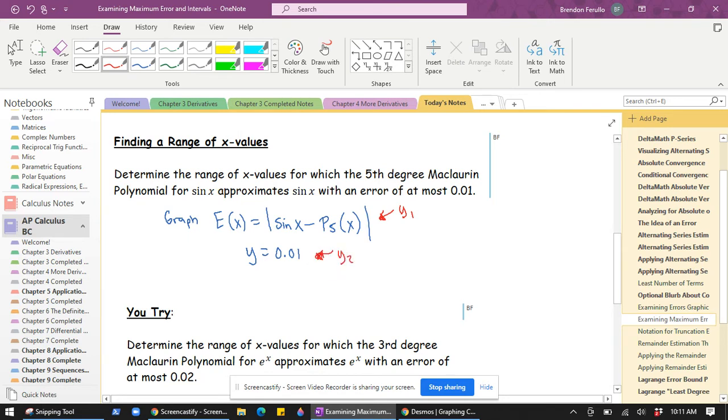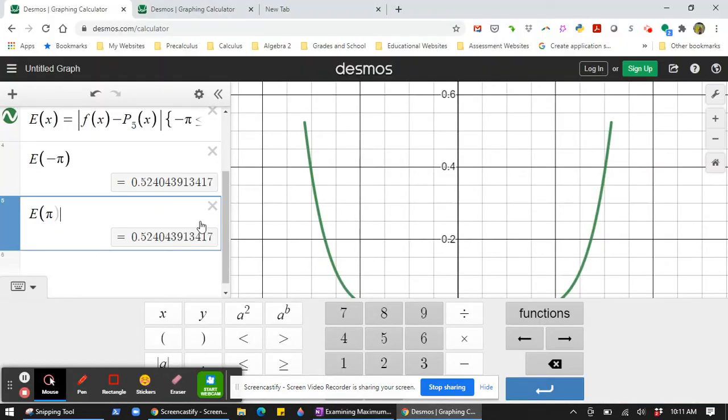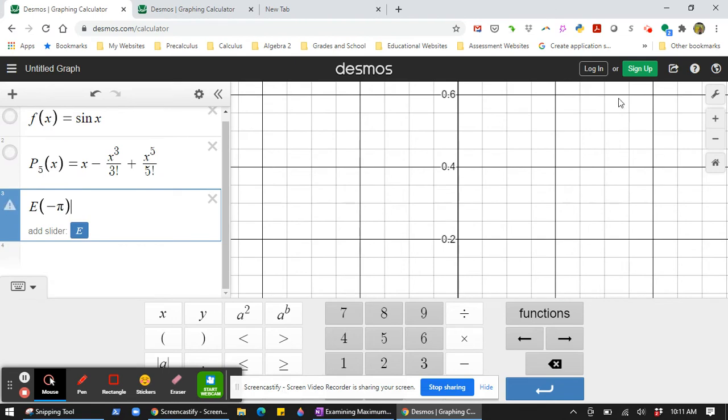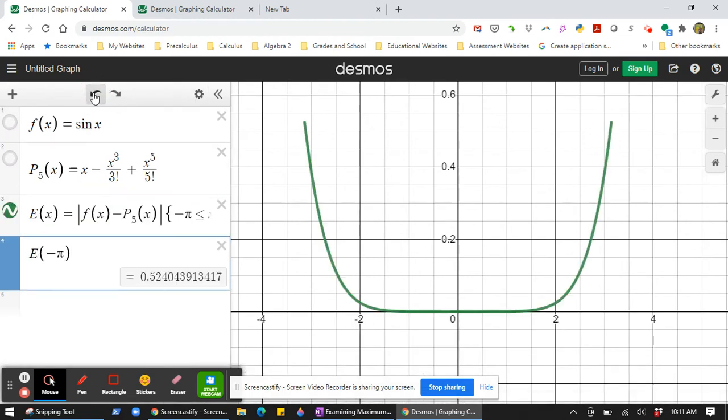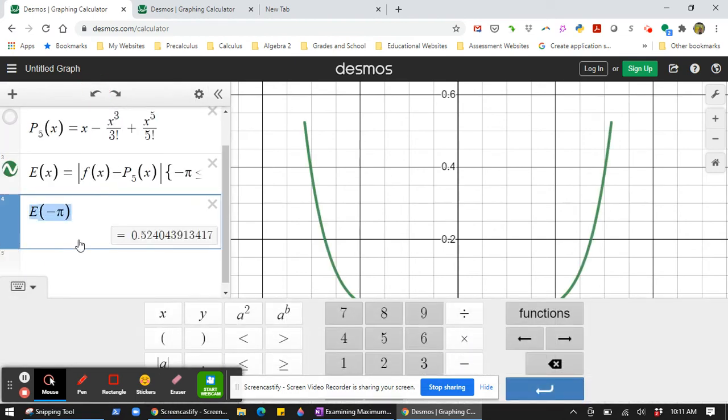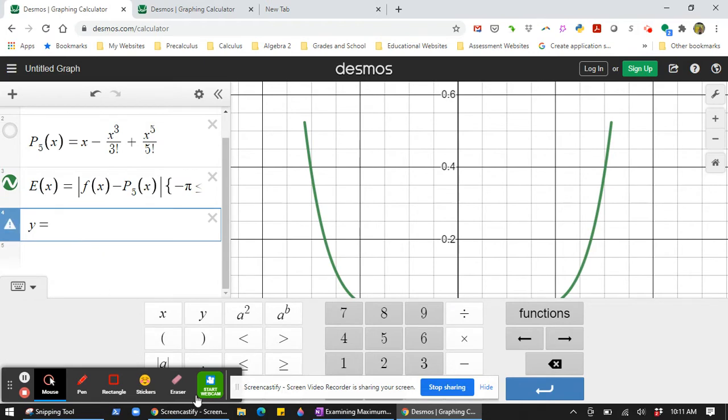Okay, so I've, again, already done the first part, but let's go do the second part here. Oops, don't want to do that. So I'm going to graph y equals, and it was 0.01.